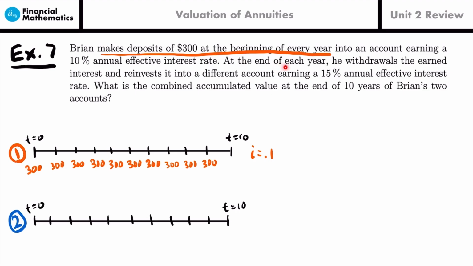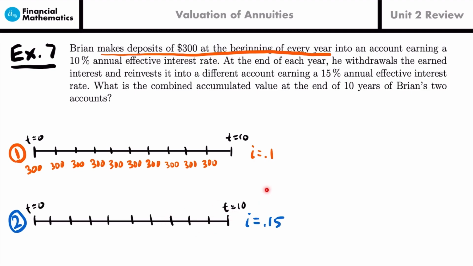At the end of each year, he withdraws the earned interest and reinvests it into a different account earning a 15% annual effective interest rate. So that would be what our second account here is representing. That's where he's putting the interest. So let me just write down the interest rate real quick. We know that I is equal to 15% or 0.15 for this account.